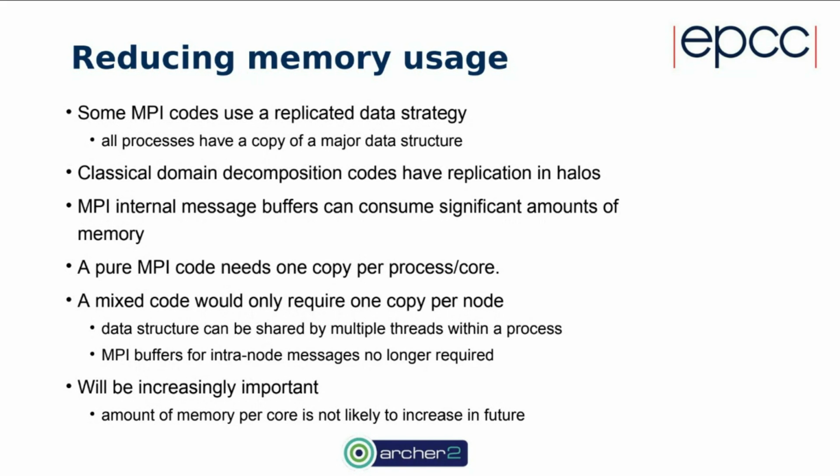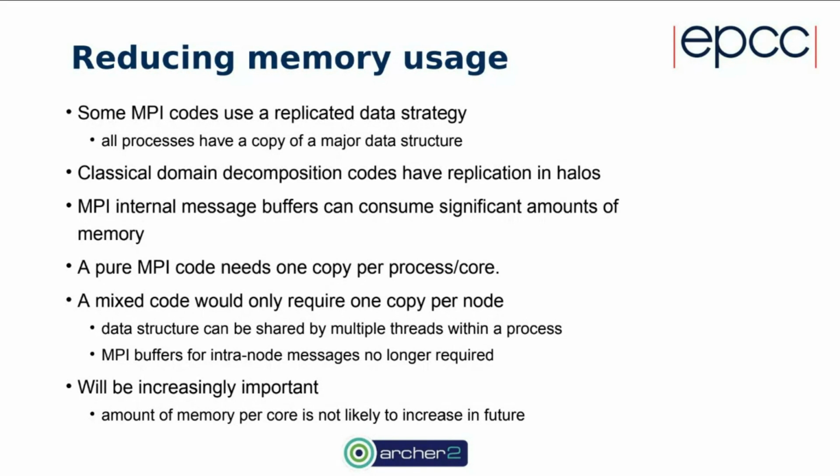So you add these halo cells around your local domain, which hold copies of cells which really belong to other processes. So even in those cases, there's still some data replication going on. There's also memory usage internal to MPI. MPI's message buffers can also consume quite significant amounts of memory sometimes, particularly if you're sending large messages and if processes tend to communicate with large numbers of other processes.